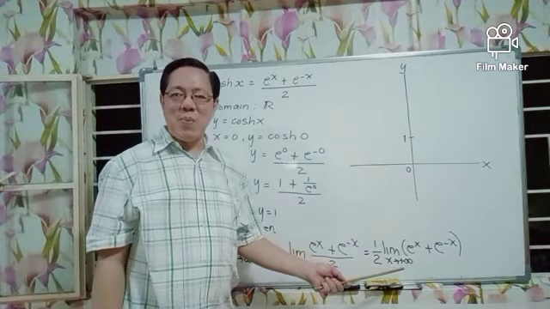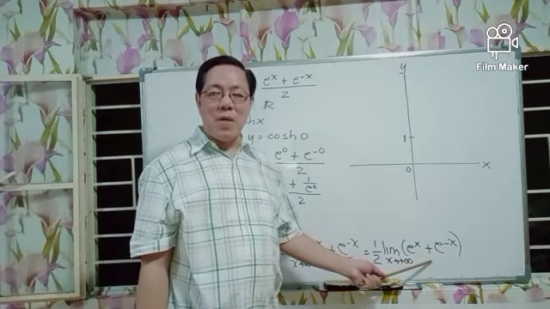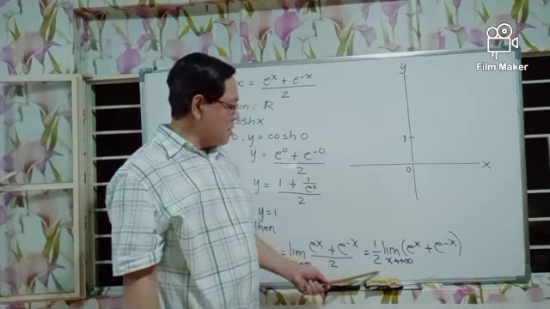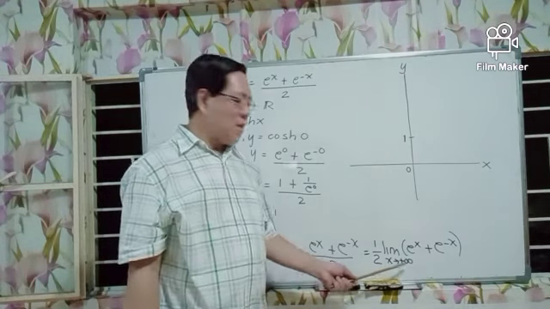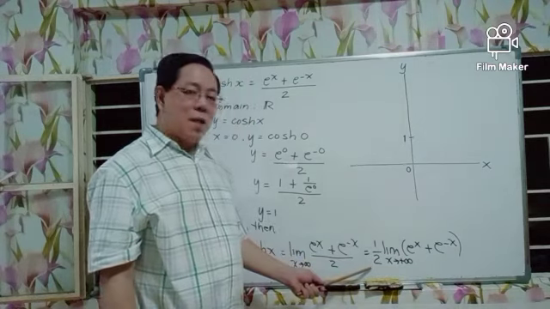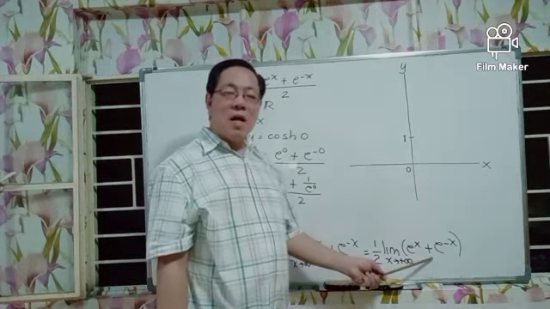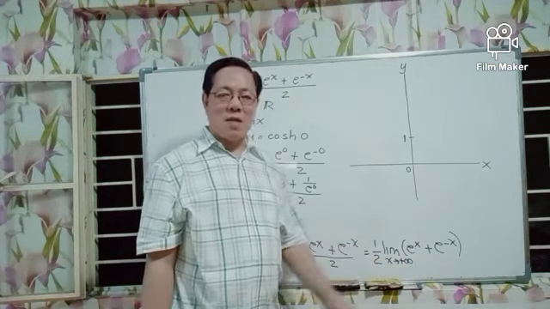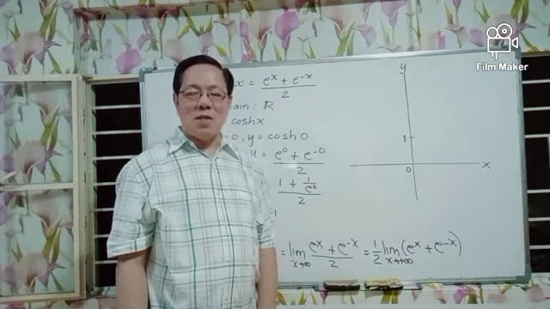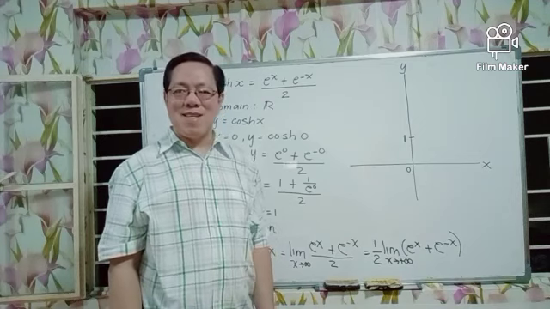Again, we apply another property of limits, that is, the limit of a sum is equal to the sum of the limits. Hence, this 1/2 times the limit of e to the x plus e to the minus x is equal to 1/2 times the quantity limit of e to the x plus limit of e to the minus x. And we evaluate each limit as x approaches positive infinity.